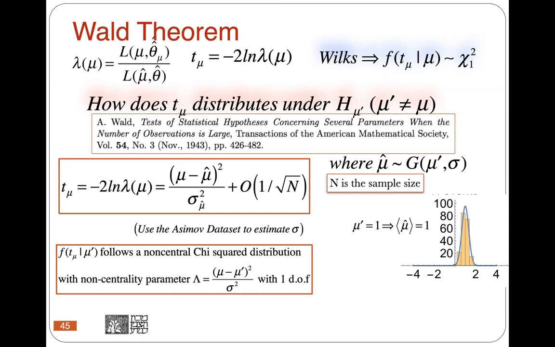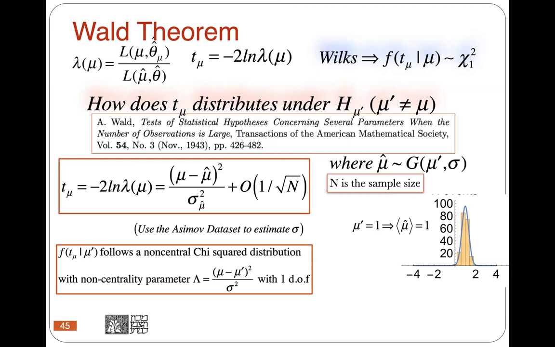What does it mean, signal under the background? It means that I test the signal, but I generate background in the experiment and look how the test statistic distributes. Or what is the distribution of the background under the signal? I test the background hypothesis, but I generate experiments with only signal. So what Wald told us is that this test statistic is actually equal to mu minus mu hat squared divided by sigma of mu hat squared. It looks like Chinese to some of you, I suppose, but you have to digest it.